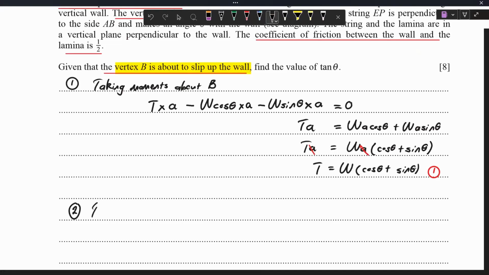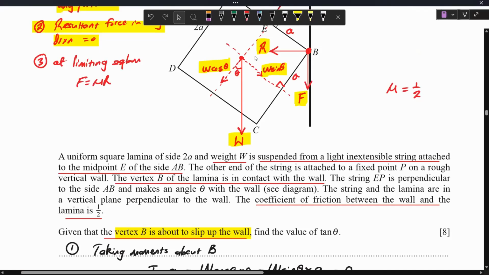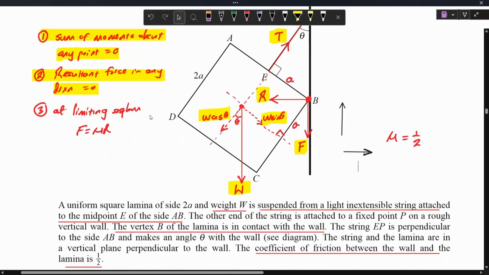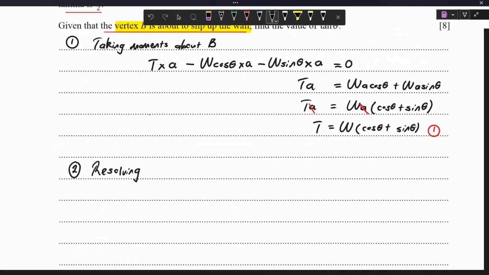So we are going to be resolving, and we have to resolve in two perpendicular directions. The two perpendicular directions we're going to consider will be vertically and horizontally, essentially. Actually, the arrow should be going this way. So these are the two perpendicular directions we're going to be resolving in. Let's start with resolving vertically.